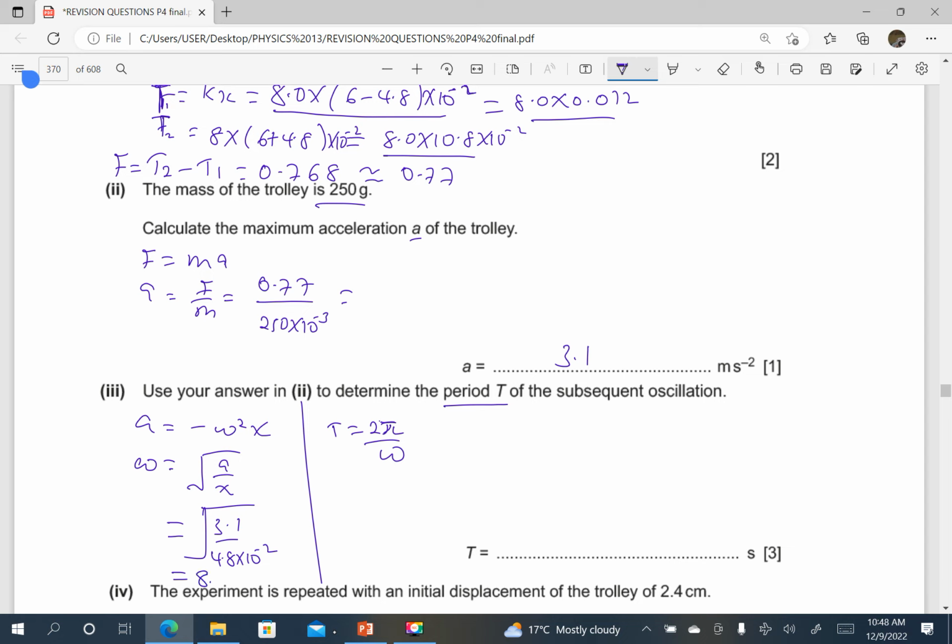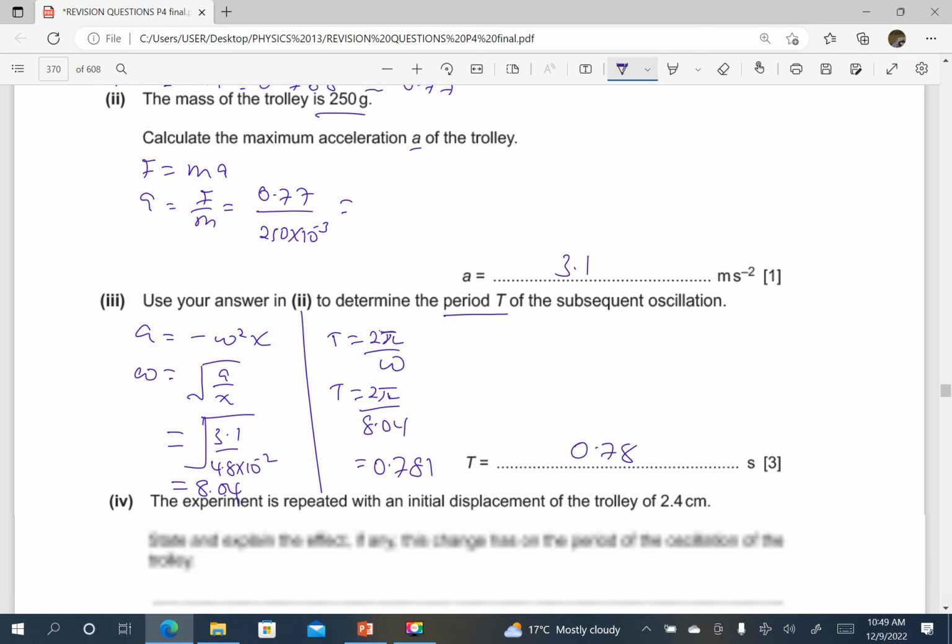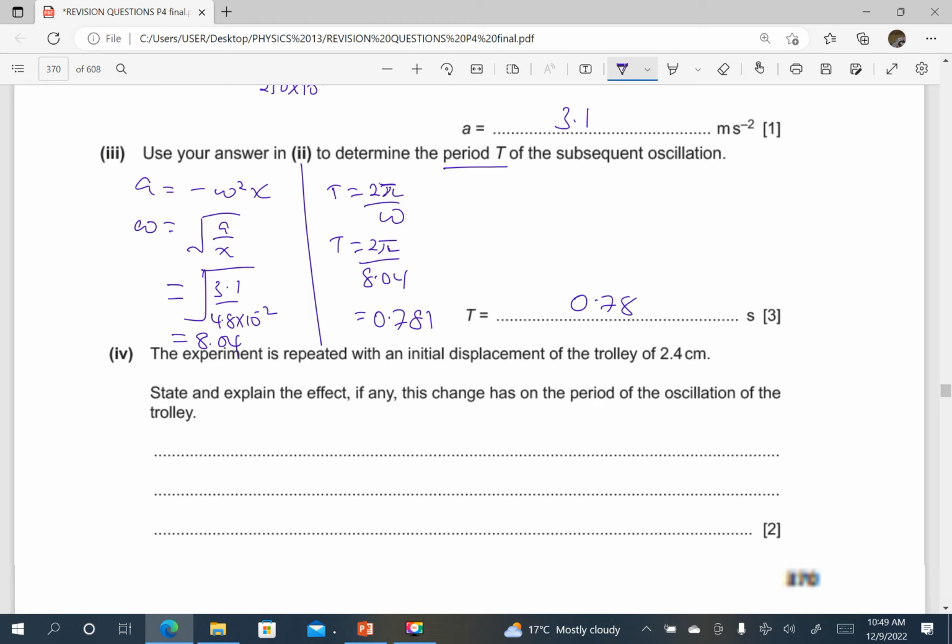This is 8.04. So it means the period is going to be equal to 2 pi divided by 8.04. 2 pi divided by 8.04. So this is giving me 0.78, 0.781 or 0.78 seconds. Lastly, for today, the experiment is repeated with an initial displacement of 2.4 centimeters.